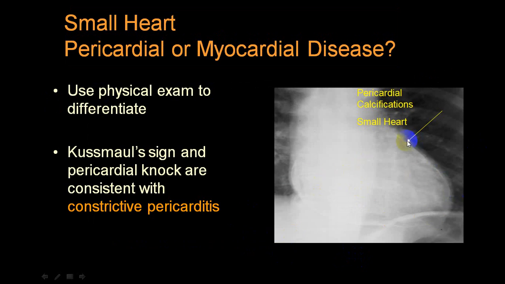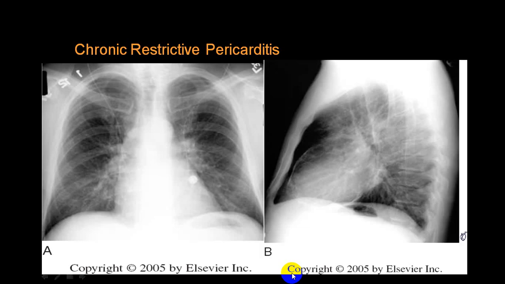Now you can see here calcification. This has to be either constrictive pericarditis following what we call the healing process in a pyogenic infection, tuberculosis, or hemopericardium in those conditions, and this will give rise to Kussmaul sign, and pericardial knock may be heard on auscultation. So that may be an additional help to differentiate constrictive pericarditis.